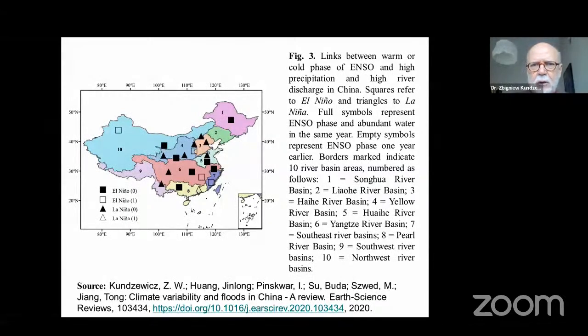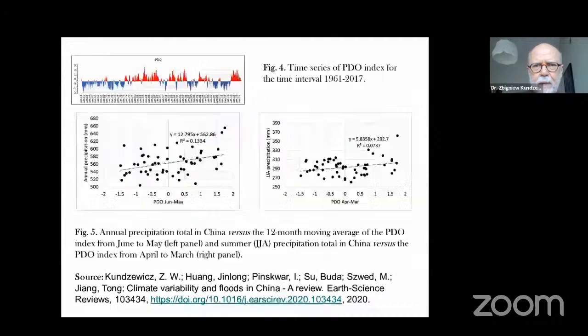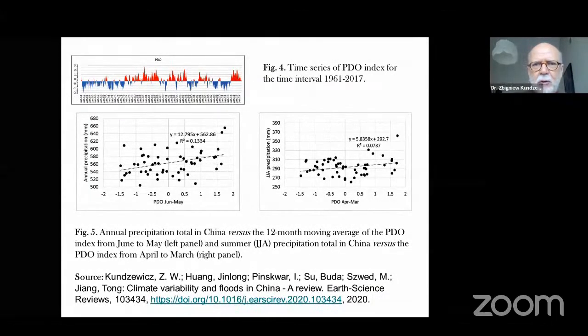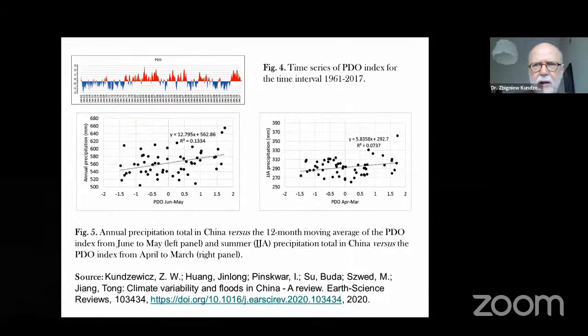Sometimes links between ENSO and intense precipitation or high river flow have no time lag. That is, in the same year, there is a high river flow and, for instance, strong El Nino. But sometimes there is a lag of 1 year. It was perhaps quite interesting and maybe even a little surprising that we also found a link between PDO and summer precipitation total in China. PDO stands for Pacific Decadal Oscillation.